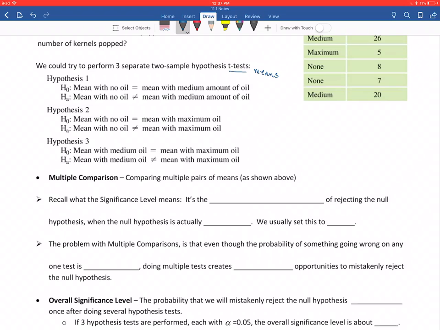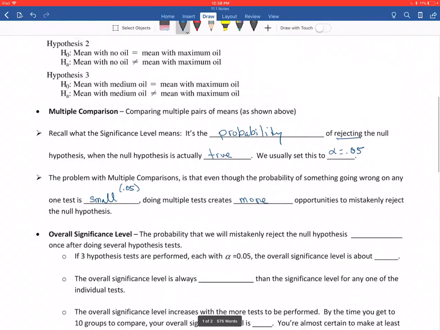Okay, let's remember, what is the significance level? So remember that the significance level is the probability of rejecting the null hypothesis when it's actually true. And we usually set this to alpha equals 0.05. The problem with the multiple comparison method is that even though the probability of something going wrong on any one test is small, again, a 5% chance, when we do multiple tests, it creates more opportunities to mistakenly reject that null hypothesis.